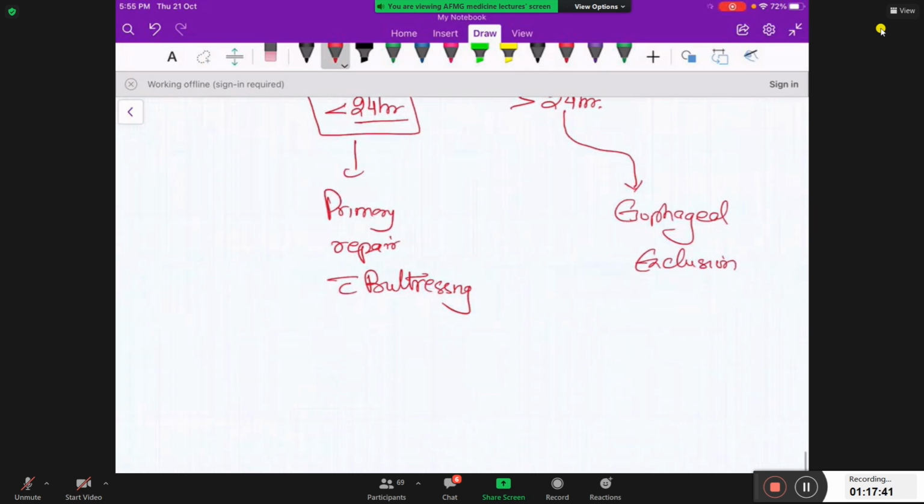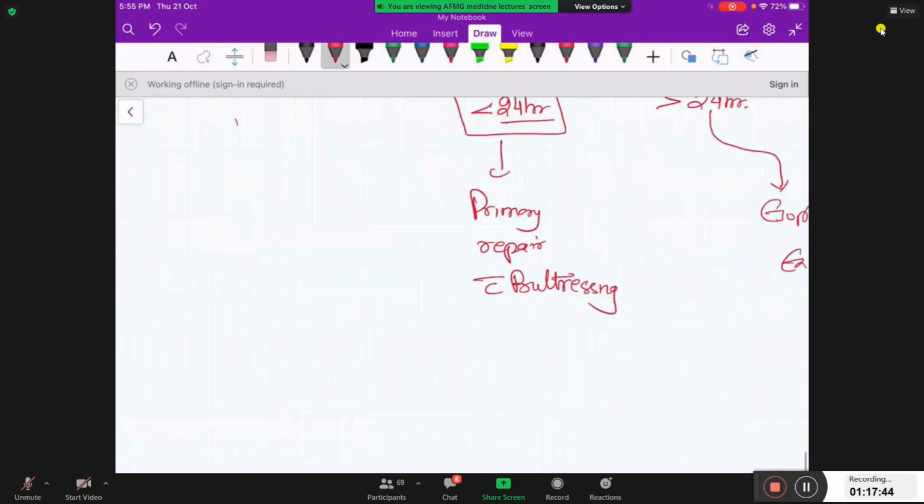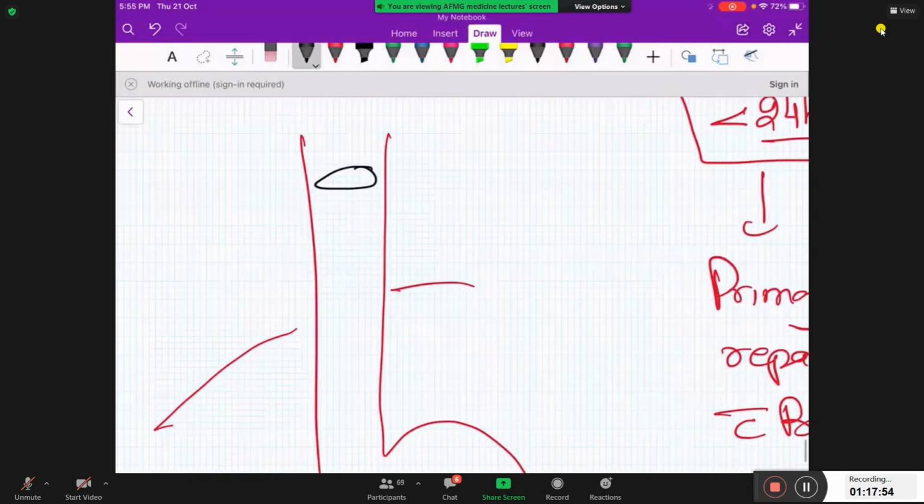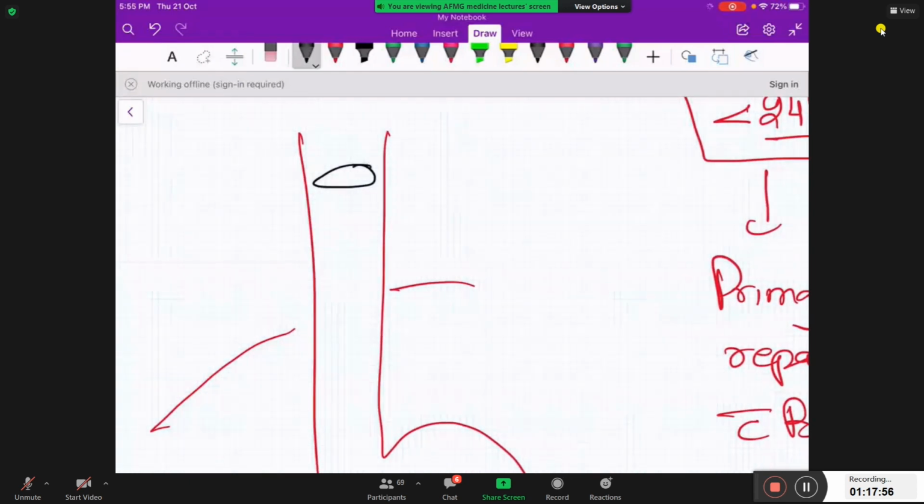So if the patient is coming to us within 24 hours, what are we going to do? This is the esophagus. What is primary repair with buttressing? Please try to understand this. What is this buttressing? The esophagus, we all know, doesn't have serosa. Now, what has happened? There is a hole in it. So what does primary repair mean? We are going to close this hole. Primary repair means we are going to close this hole.